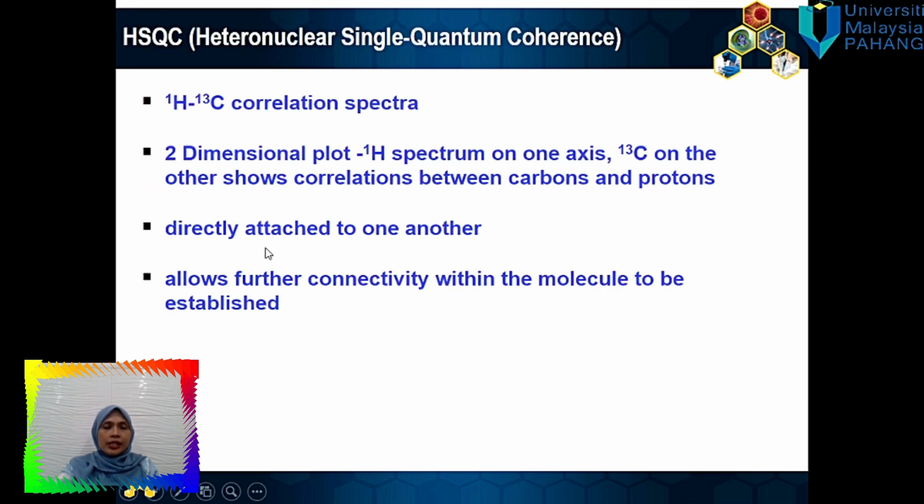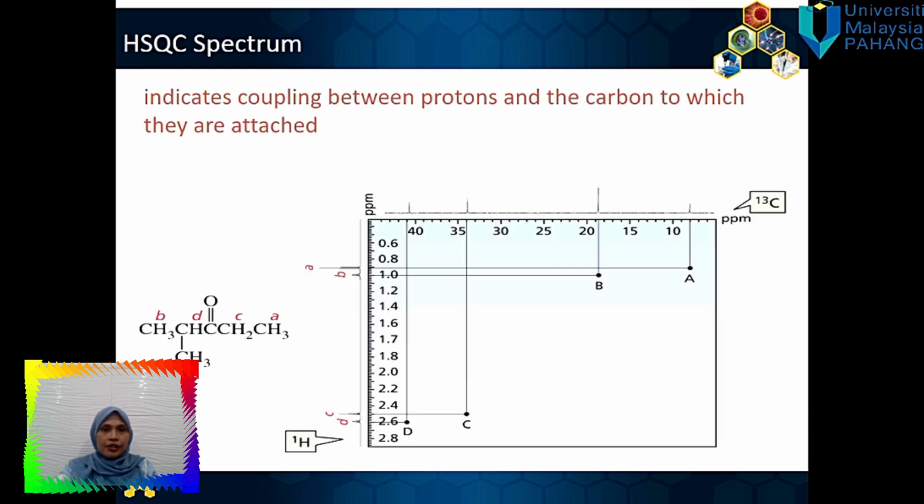Let's see HSQC. HSQC stands for heteronuclear single quantum coherence. For the correlation between hydrogen and carbon, we always plot a two-dimensional plot. It can be either proton spectrum in the x-axis or y-axis. It can be either C13 in the x-axis or y-axis. So we can see the spot in the middle. It shows us the correlation between proton and carbon based on the spot. And we can see the connectivity of the carbon and proton in the molecule. That's why the structure will be established.